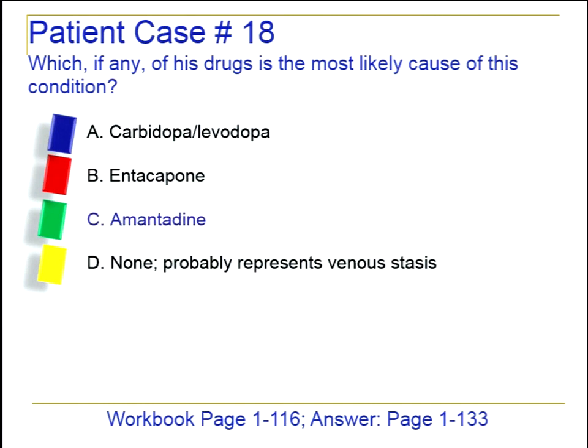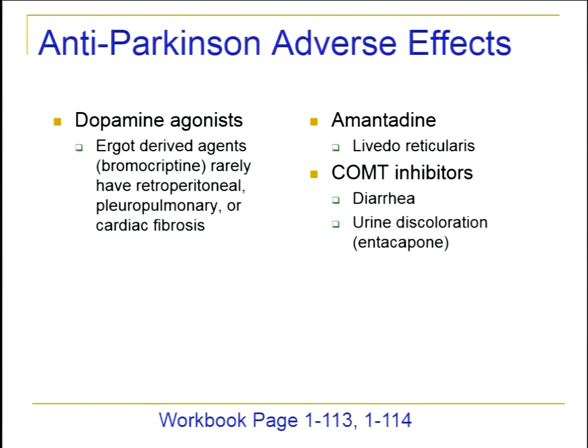Okay. All green, and that is correct, amantadine. So when we think about some of our special adverse effects with our dopaminergic Parkinsonian agents, amantadine is livedo reticularis. You remember that one? I tell you what, that has been on every standardized exam I've ever had to take in my life. So consider this like a little free gift from me to you today. Livedo reticularis is amantadine. Okay.